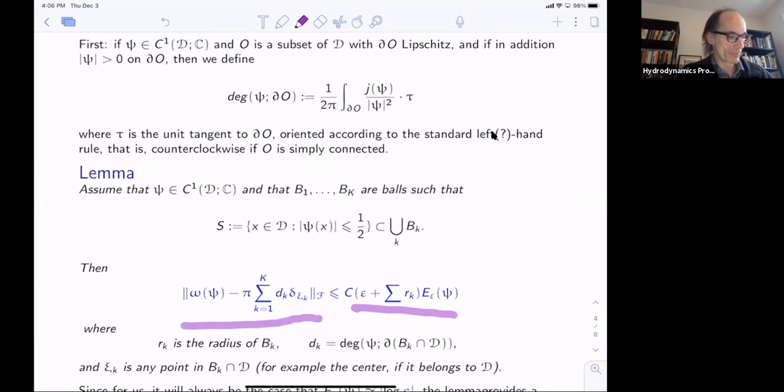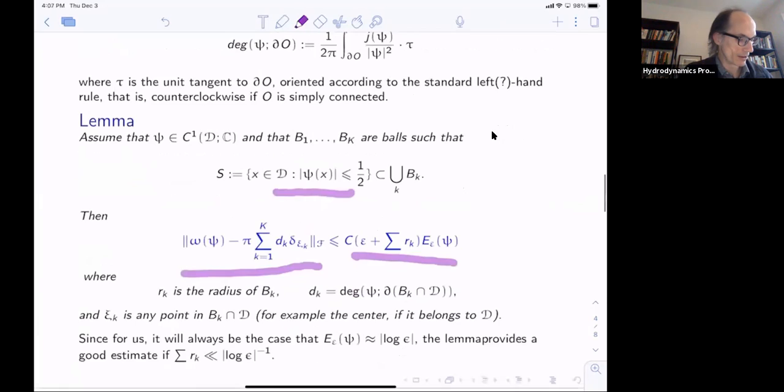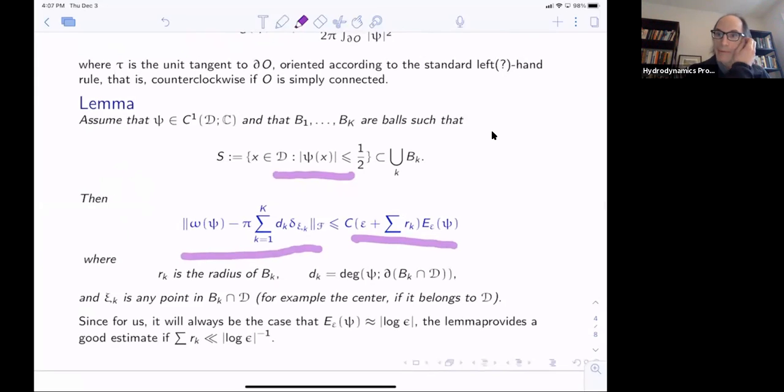Okay, and so what this says is if I can contain the set where the function psi has modulus less than half, if I can contain that in a union of balls, and if the sum of the radii of the balls is small, then I get the kind of estimate I want. So that's the lemma. Let me make a remark, which I didn't say before.